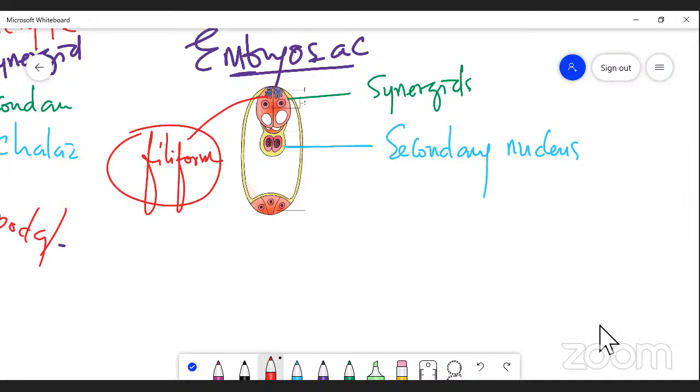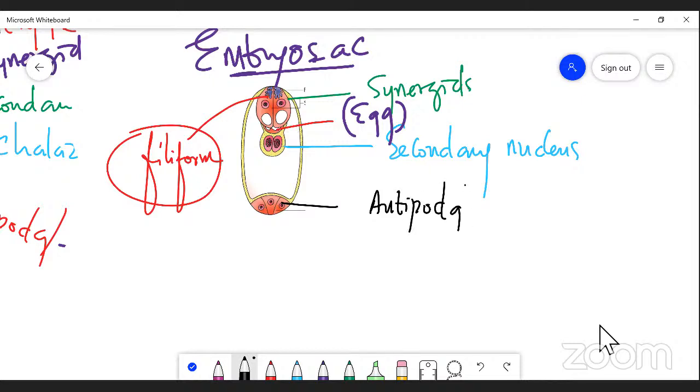And just behind the synergid cell, you can see an egg cell. This portion is called the egg cell. Now, the egg is a single nucleated cell. It is considered to be a female gamete, right? It is going to fuse with the sperm cell. And at the lower side, you can see the antipodal cells. Antipodal cells are three nucleated and separated cells which are found in the lower side of the embryo sac.